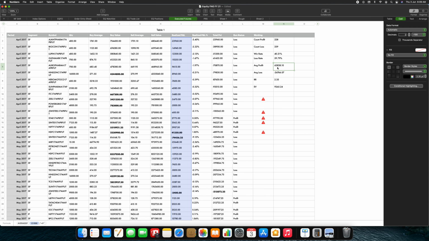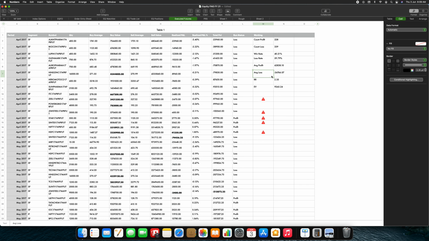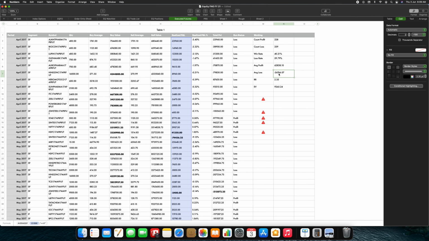So we get an average profit from this set of 62,838 rupees, which means every time I take a trade and it is a profitable one, 62,000 rupees is a fairly average profit. Similarly, every time I take a hit, I lose 26,766, and the formula is the same. I want to average if the selection is less than or equal to 0. If that is happening, I consider it a loss, and my average loss is as shown.